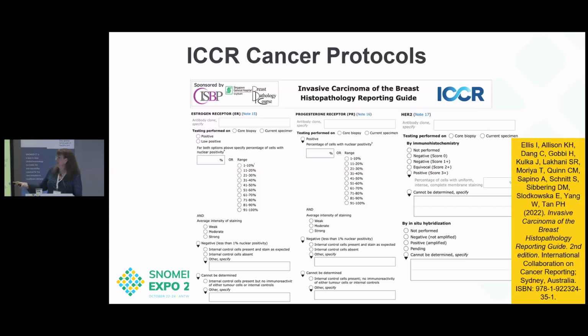And you might notice that the in situ hybridization has results like positive or amplified and negative or not amplified, and then the immunohistochemistry has test results like scores like 0, 1+, 2+, 3+, and also interpretations like positive, negative, and equivocal.